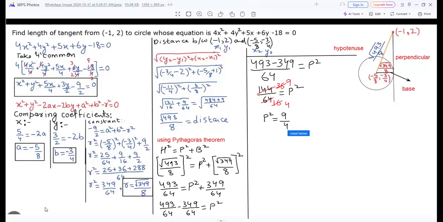So I will take root on both sides. So p equals root on both sides. The result is coming p equals root of 9 is 3, root of 4 is 2. That is 3 upon 2, or one whole number 1 upon 2, or 1.5. This will be your answer for this length which was asked in this question.